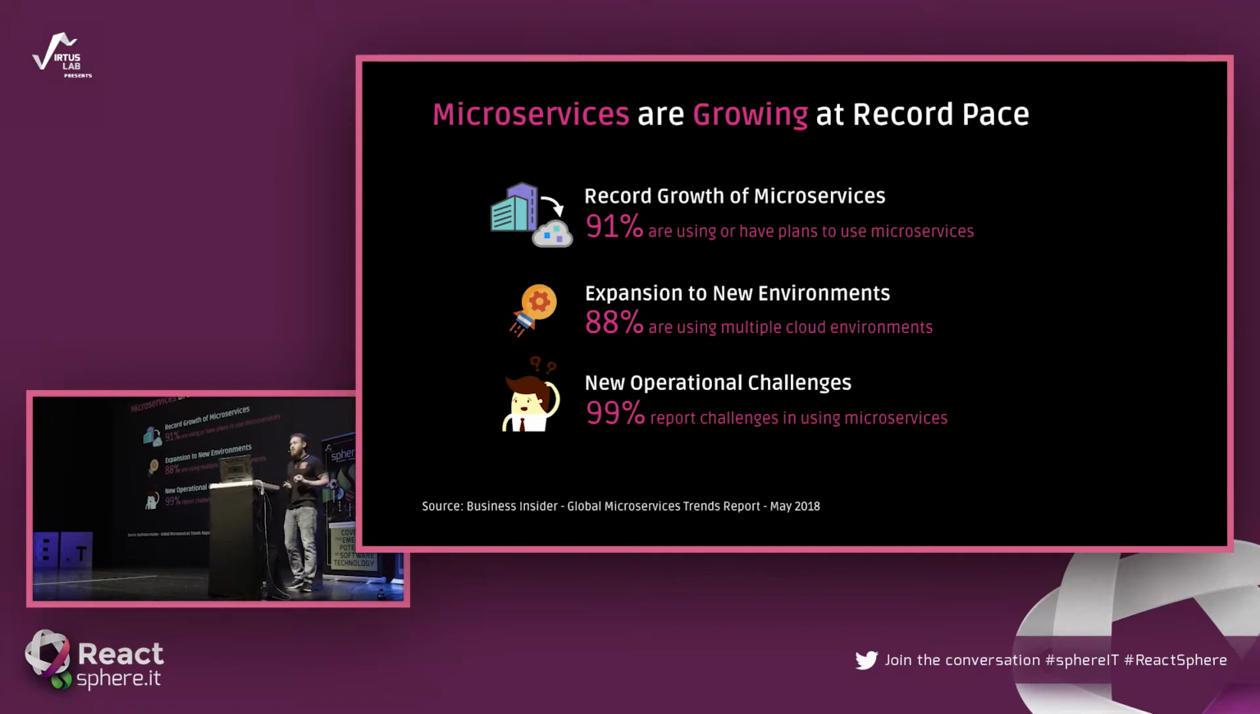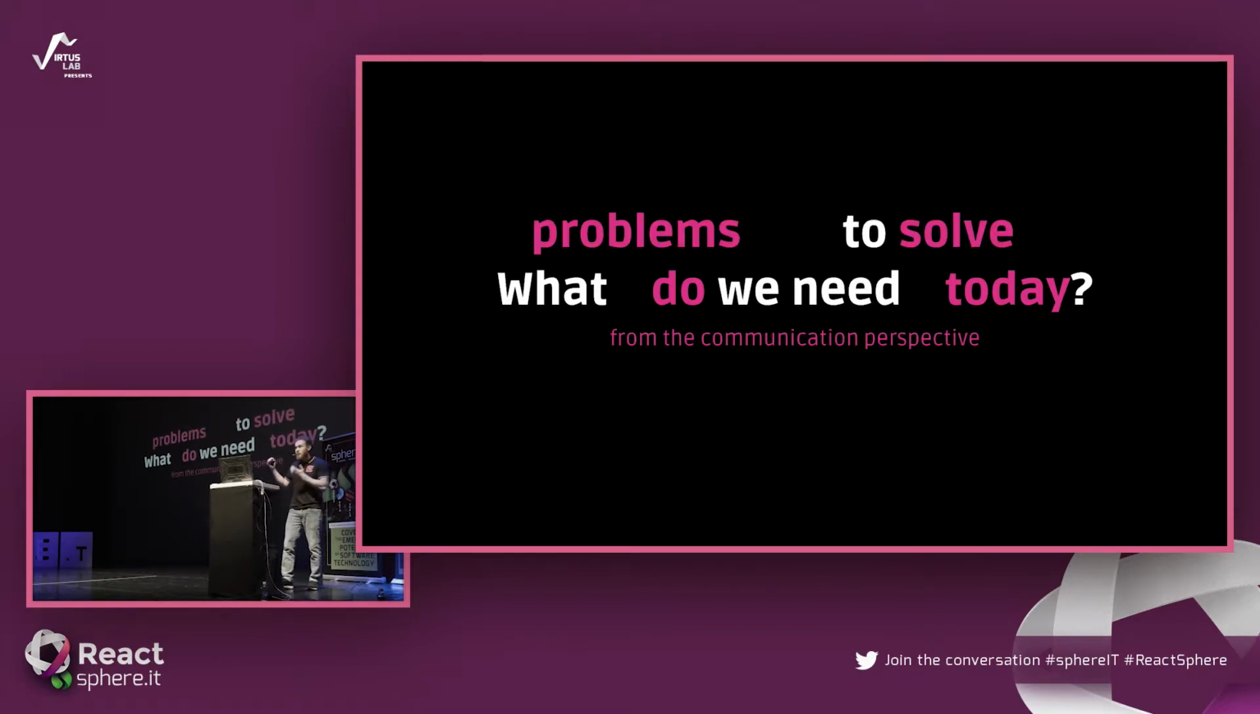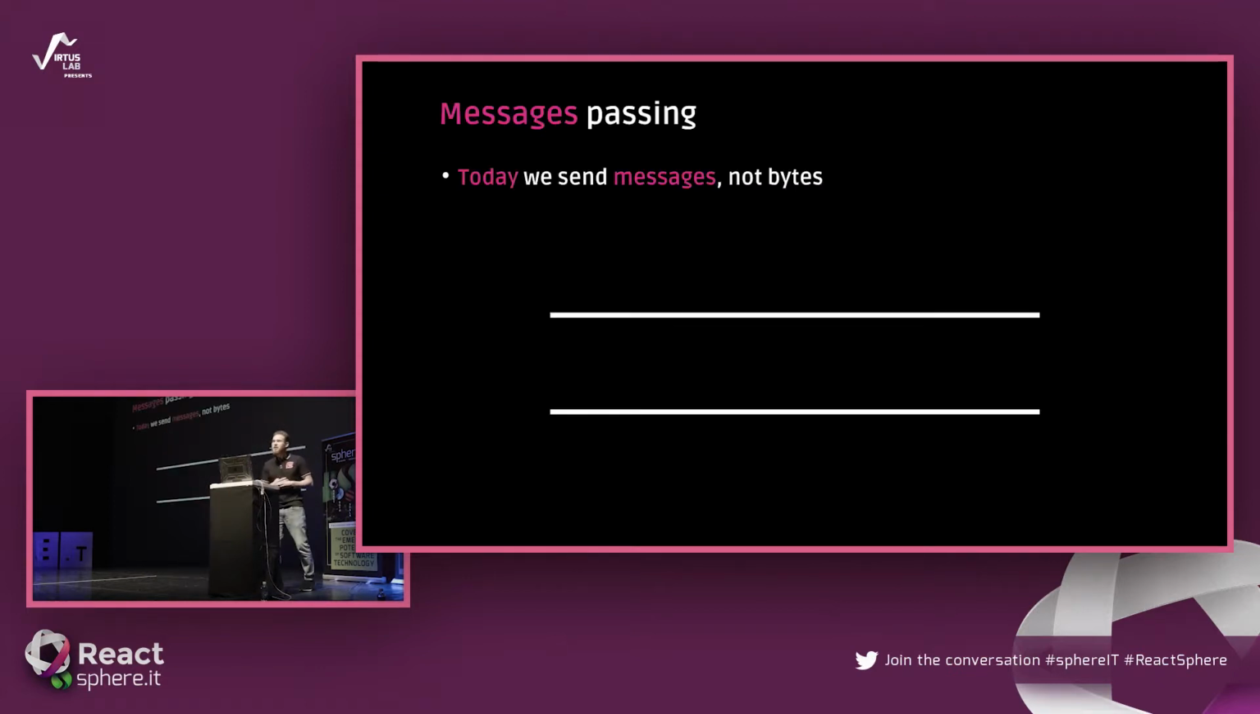So the next question should be, what do we need today from communication, from a protocol perspective, in order to solve our problem? What problem do we have to solve? So let's take a look at what today's microservices need. First of all, we are not sending bytes today, right? We are sending logical messages. We are sending JSONs, protobuf, whatever message format we have, but we send real messages.